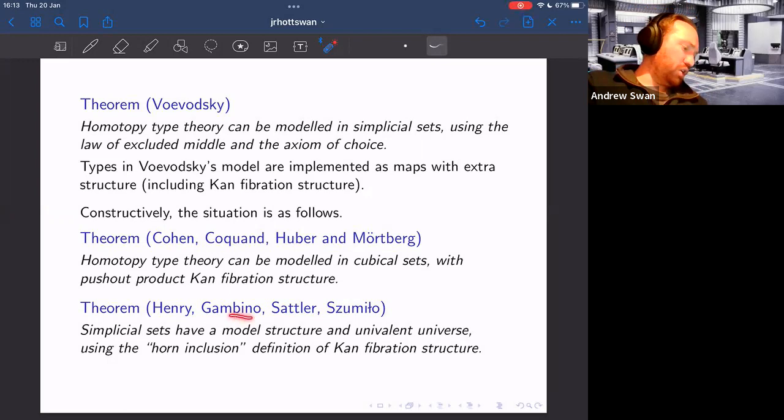In particular, they showed they can get a model structure on simplicial sets, and they work towards an interpretation of type theory. So in particular, they have a univalent universe in a certain sense. They also have some work on dependent products as well. So there's a sense in which this model structure is right proper. But I won't go into any more detail about that for today.